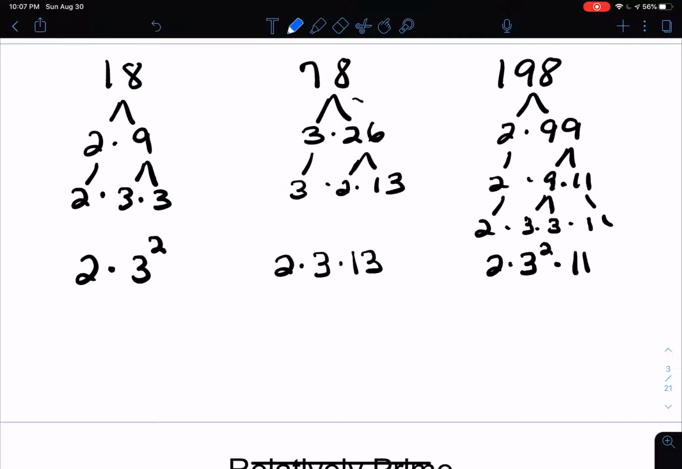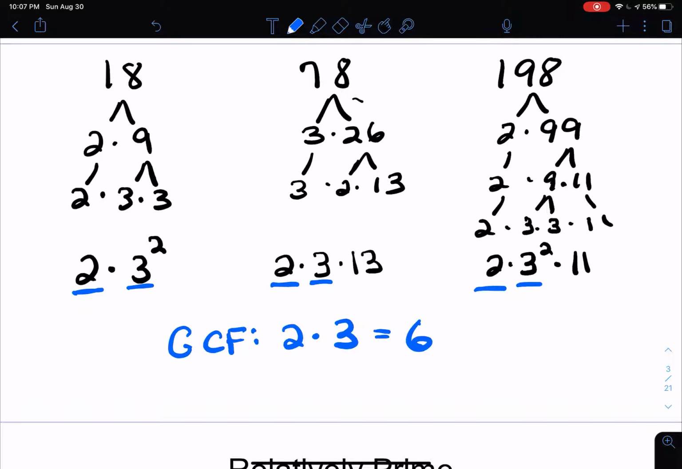All right, what do all 3 have in common? All 3 have a 2. So we're going to go with the 2. And all 3 of them have 3's. But the lowest exponent is a 3 to the 1st. So we're just going to use a 3. We don't want the 3 squared because they don't all have 3 squared in them. We want the greatest common factor. The 11 is only in one of them. The 13 is only in one of them, so we're going to just skip those. So 2 times 3 gives us 6. So the GCF for 18, 78, and 198 is 6.